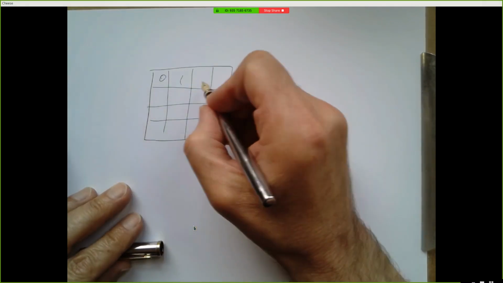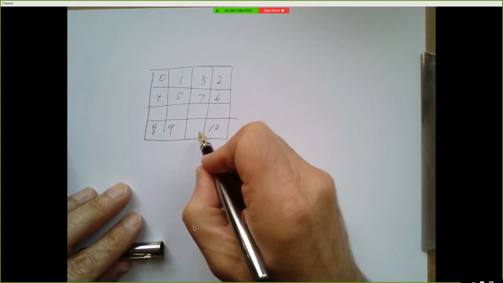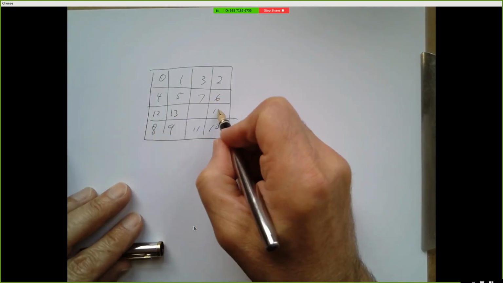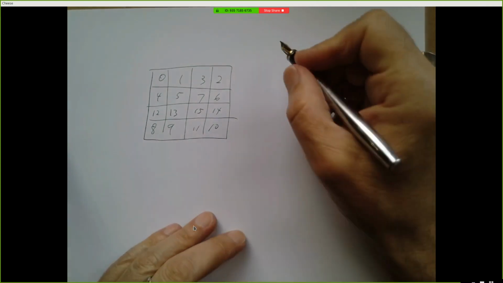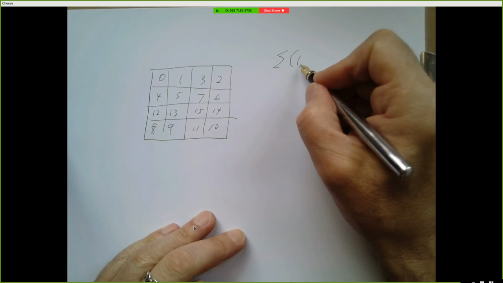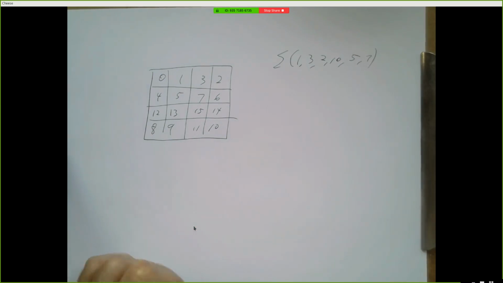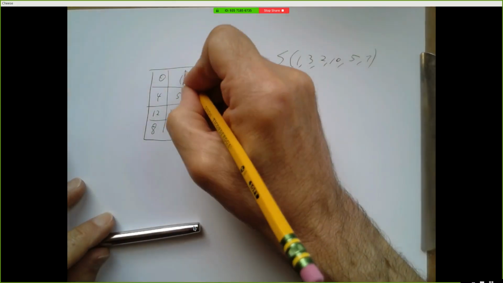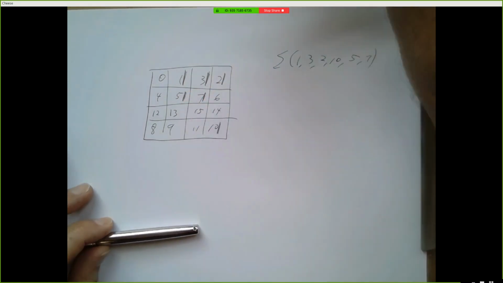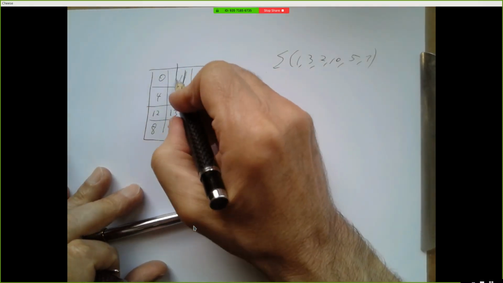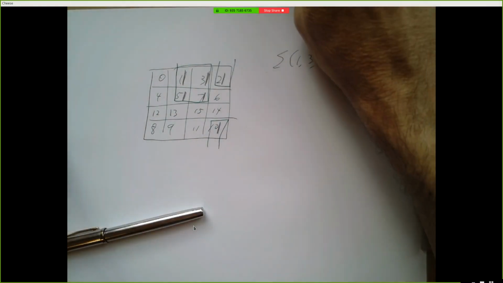Okay, these are minterms. 0, 1, 2, 3, 4, 5, 6, 7, 8, 9, 10, 11, 12, 13, 14, 15. So if you're asked to simplify an expression, which is the sum of minterms 1, 3, 2, 10, 5, and 7, you can just put a 1 here, a 1 there, a 1 there, and 5 and 7. And now you can just go to town, draw a rectangle around that, draw a rectangle around that, write the corresponding product terms, and you're done.